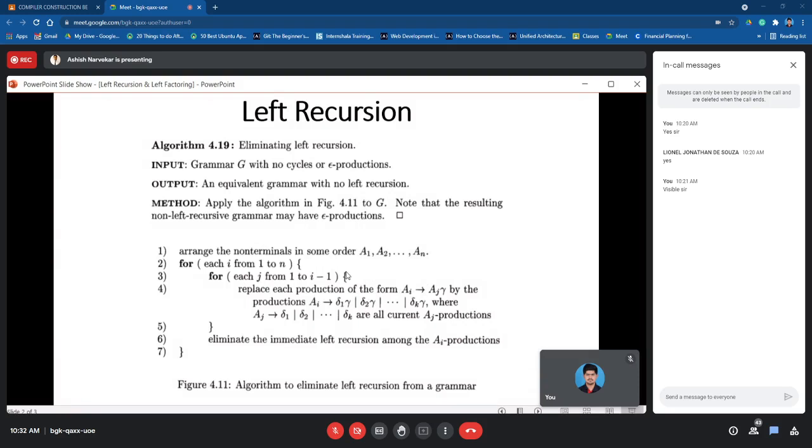Right now, the steps of the algorithm are as follows. Initially you need to order the non-terminals in some particular order, A1, A2, so on till An. For example, suppose you have two productions, A derives A a or a, and another production B derives b. Arranging the non-terminals in some order means you first consider capital A, and then consider capital B. This is the meaning of arranging the non-terminals in some particular order.